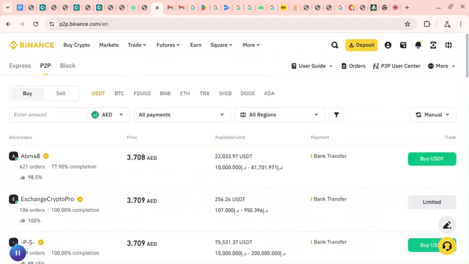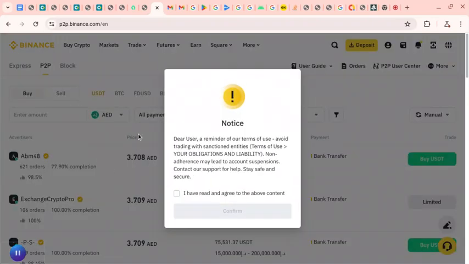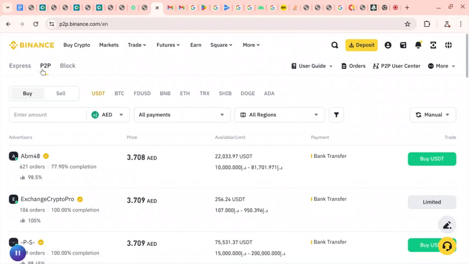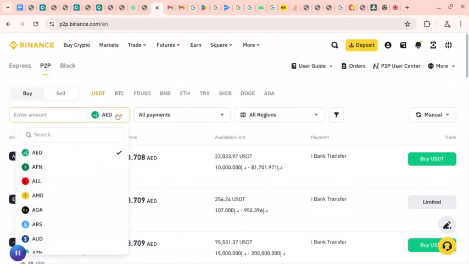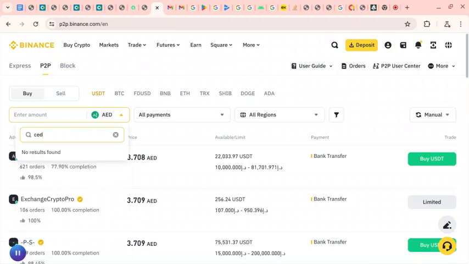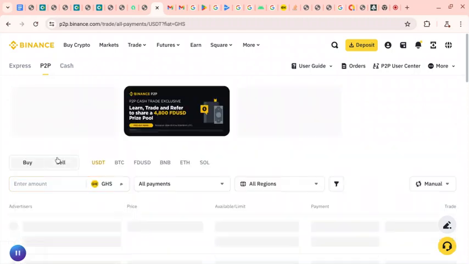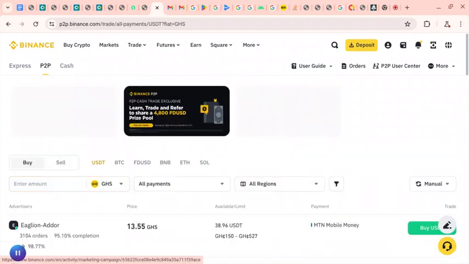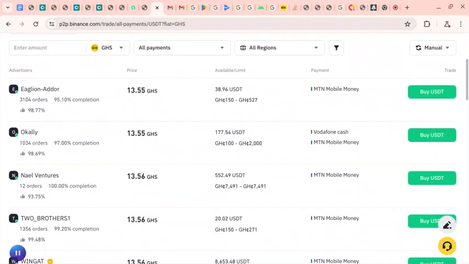When I come to my buy, I will choose my currency. That's Ghana cedis. That's my currency. When I come to the buy, you see right now, if you want to buy one USDT, you have to spend 13.56 Ghana cedis.